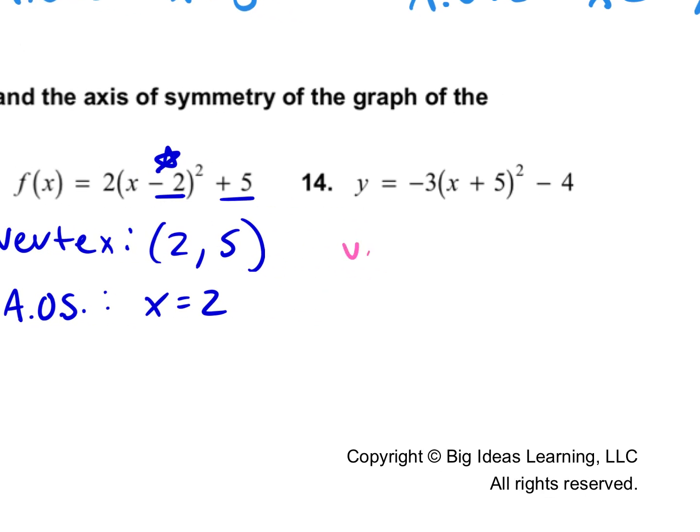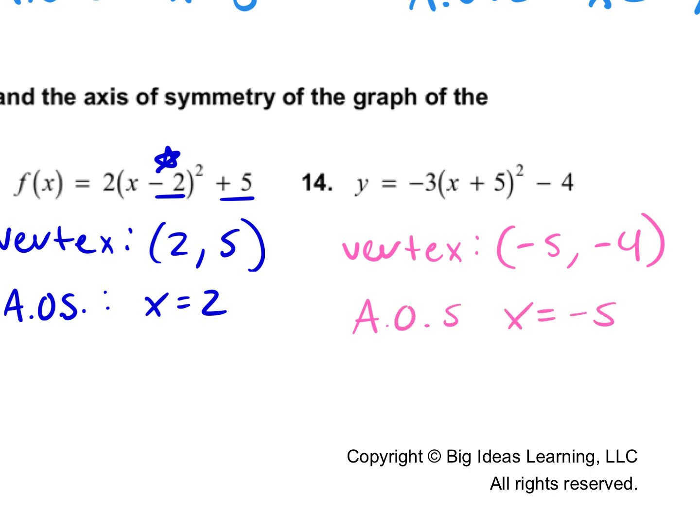What about 14? What's our vertex? -5, comma -4. And what is our axis of symmetry? X equals -5. And this question doesn't ask for it, but for this one, let's identify our transformations, just for practice.